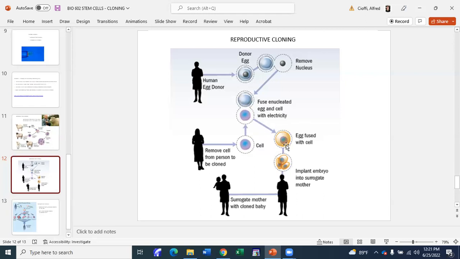Now we do the fusion and we have a zygote. The zygote, in this case, has two mothers, right? There's no father inside because there's no sperm. And then that zygote is incubated to the blastocyst stage, implanted. In principle, that could be implanted into a third woman, the surrogate, for gestation until birth. So at the end of the day, this baby, who is obviously going to be a girl, can have three mothers and no father.